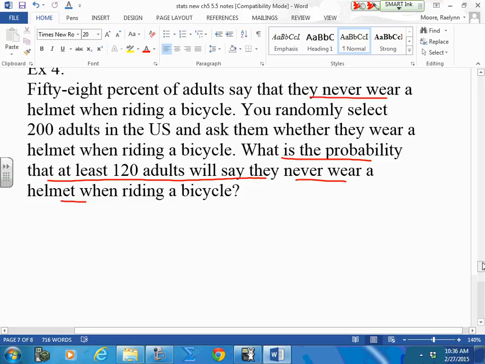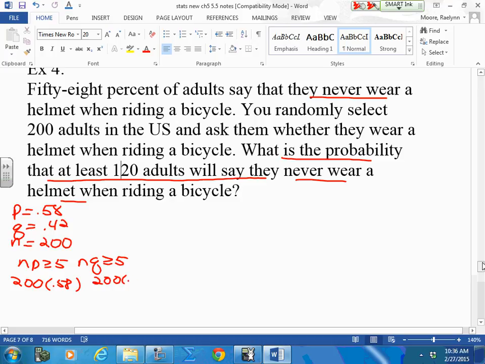So we're going to pull out your P, 58%. We're going to pull out your Q, 1 minus P, 0.42. We're going to pull out your N, 200. And now, first thing, we're going to test. N times P greater than or equal to 5. N times Q greater than or equal to 5. So 200 times 0.58 and 200 times 0.42.